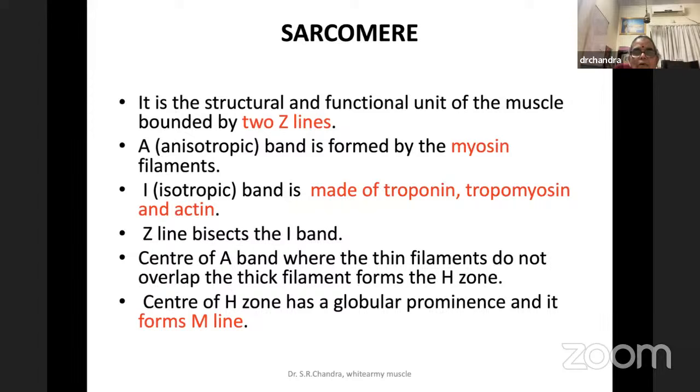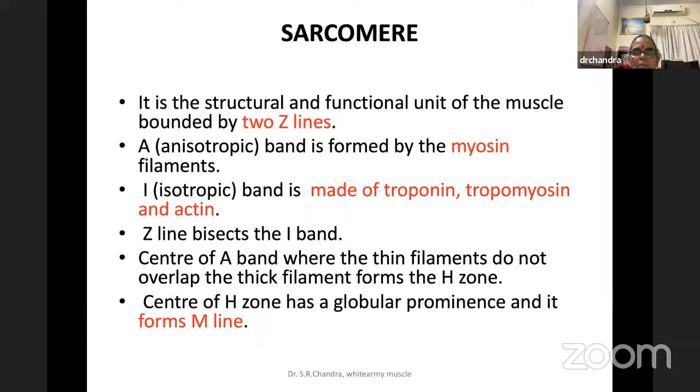So now we saw that you have an A band, anisotropic, with a central H zone, and an I band, isotropic, with its central Z zone. The distance between two Z zones forms the functional unit of the muscle. The isotropic band has a central area called the Z zone, and the region between two Z zones forms the functional unit of the muscle.